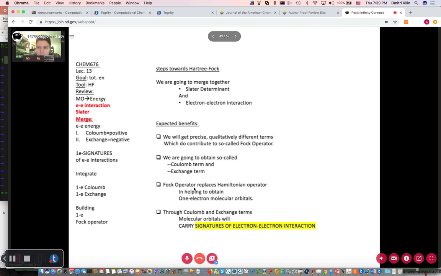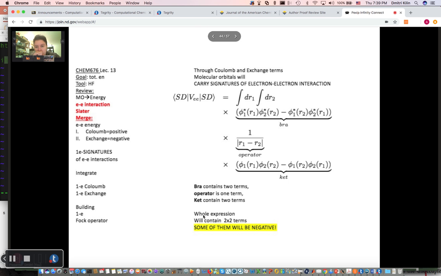There will be two different, very unusual terms, especially the exchange term. And the Fock operator will be a replacement of the Hamiltonian. By doing it carefully, we will construct such an operator, the Fock operator, that carries signatures of electron-electron interaction. So that's the difference between Fock and Hamiltonian. And here is a heads up for the next lecture.